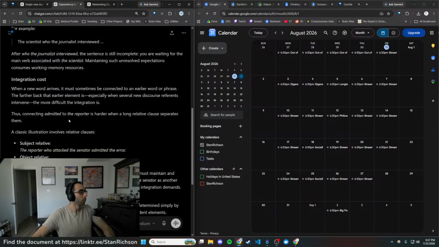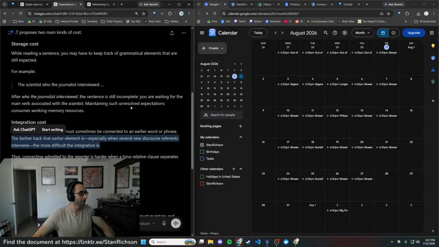Right. When a new word arrives, it must sometimes be connected to an earlier word or phrase. The farther back that earlier element is, especially when several new discourse references intervene, the more difficult the integration is. Look at this, it's ironically not following what it might be suggesting here.